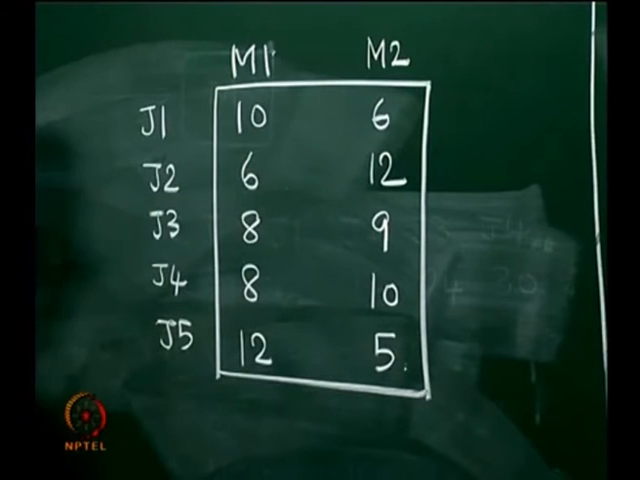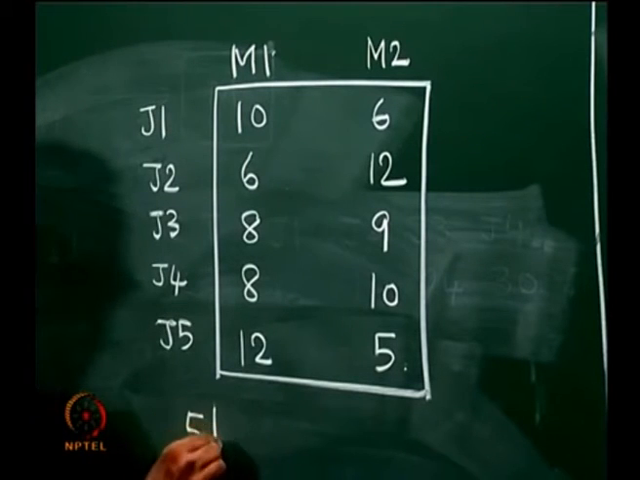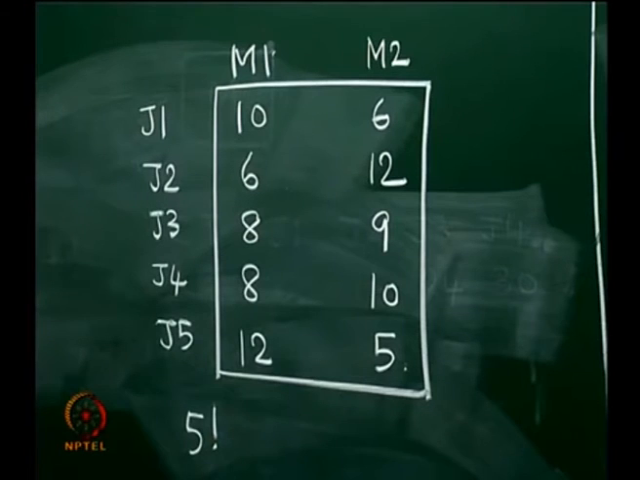So, there are 5 jobs. So, there are a maximum of 5 factorial sequences in which we can arrange these 5 jobs. Now, we will check about this 5 factorial after a while, but right now we assume that there are 5 jobs and they can be arranged in 5 factorial ways, and that one of the 5 factorial ways by which we can send the jobs is going to be optimal for the make span.